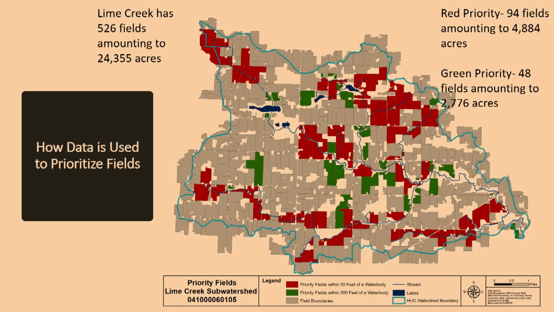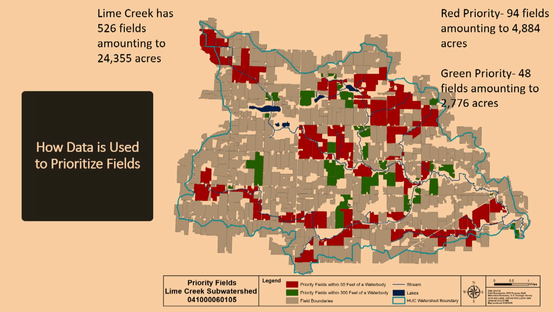And so then we wanted to add some more fields, fields that may be a little further away but actually had higher slopes, more potential for runoff. So we looked at fields within 300 feet that had, I think it was, greater than a 3% slope. Again we factored in the tillage, residue, livestock and CAFO information, and came up with an additional 48 fields. The two combined, the red and green, is about 31% of the fields in this given watershed.